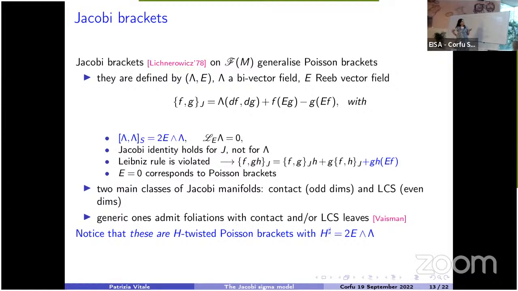And the Lie derivative of the bivector field lambda along the Reeb vector field has to be zero. So this bracket enjoys the Jacobi identity, the whole thing. But Leibniz's rule is violated by this contribution here. We know two main classes of Jacobi manifolds, which are contact manifolds and locally conformally symplectic. I will show you how to obtain the structures lambda and E from the defining structures of this kind of manifolds.